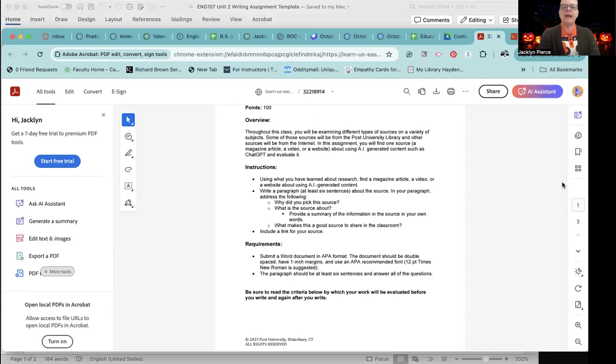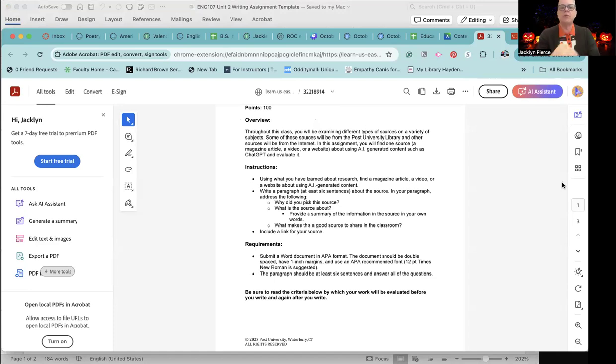All right. So at any rate, we were talking about the assignment sheet, and every time we have a formal writing assignment, you definitely want to pay attention to the criteria here because it's always going to spell out what you need to do. So for example, if you don't find an article about AI generated content, you're not doing the assignment. If you don't have at least 6 sentences, you haven't done the assignment.